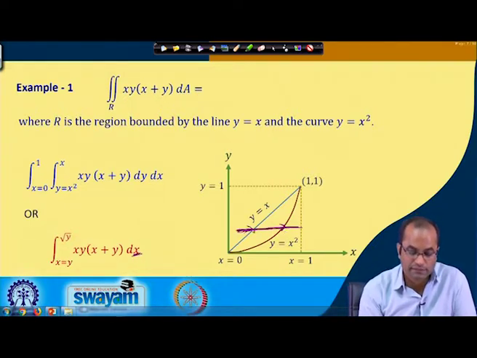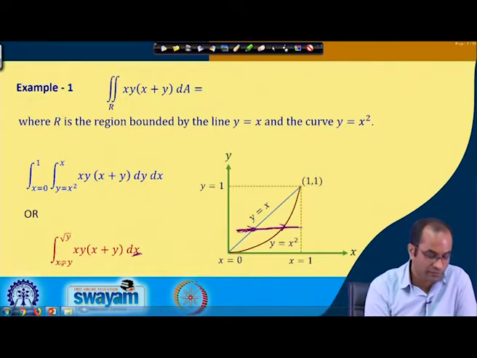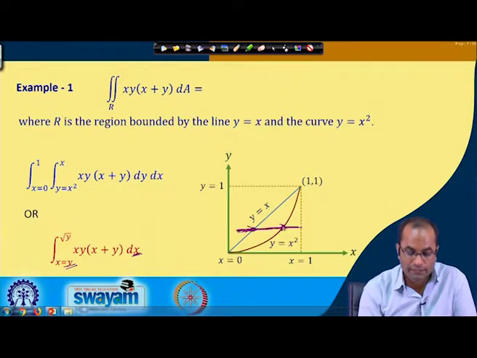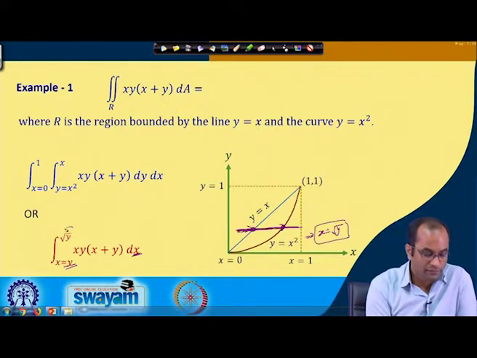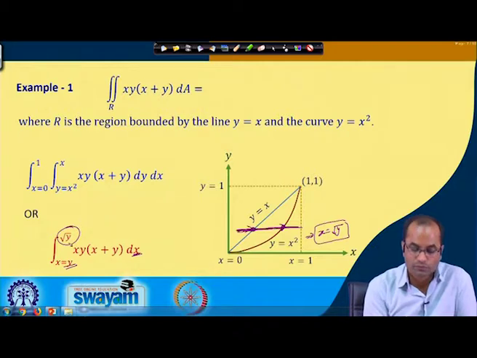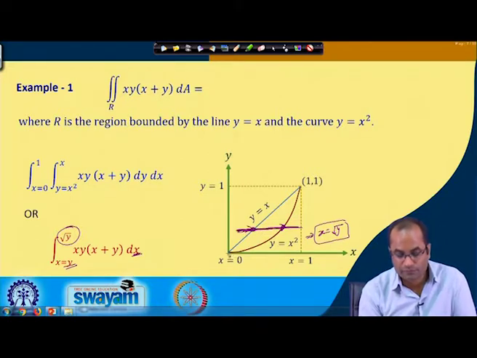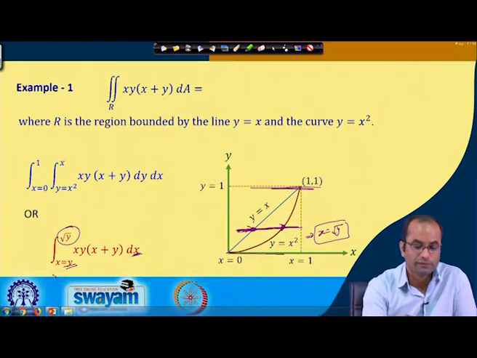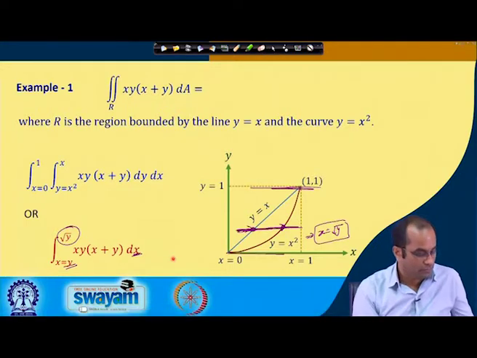Here x is equal to y, that is the entry point. So, x is equal to y, that is the limit, and it is leaving at y equal to x square, from which we can take x equal to square root y. So, we are leaving the domain at x equal to square root y. These are the limits for x, and now such lines will vary from y equal to 0 to y equal to 1. That will be the limit for y.